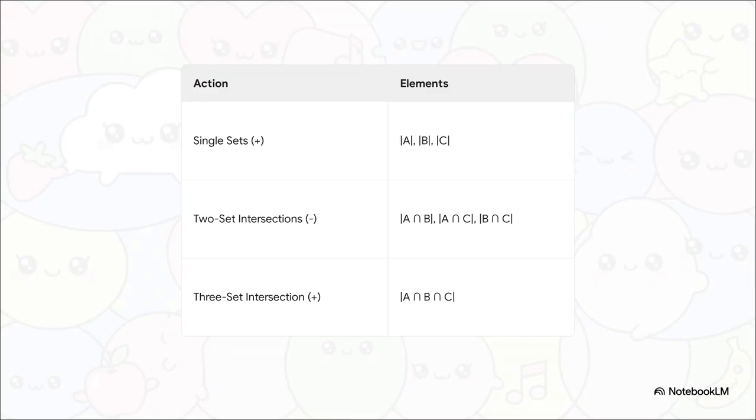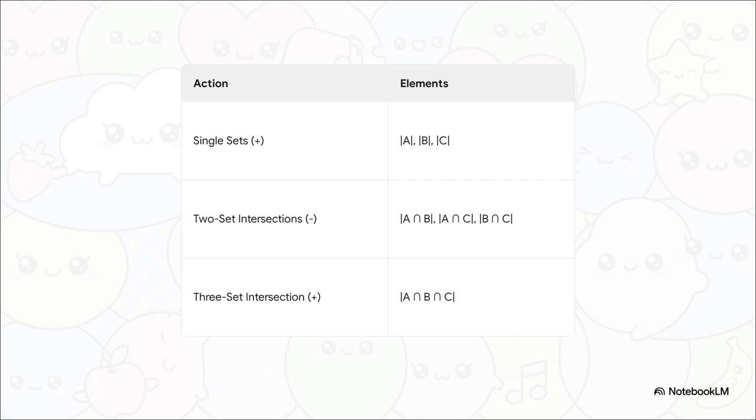To make this crystal clear, let's break that long equation down row by row. In the first row, we add up all the single sets, A, B, and C. We're just gathering all our distinct groups. But as we know by now, we've overcounted wherever any 2 of those sets cross paths. So, moving to the second row, we systematically subtract all the possible 2-set intersections, A and B, A and C, and finally B and C.